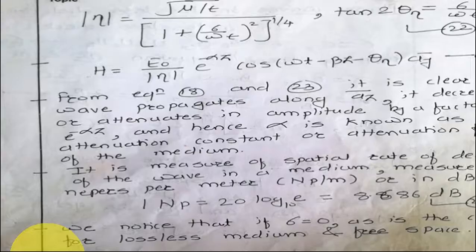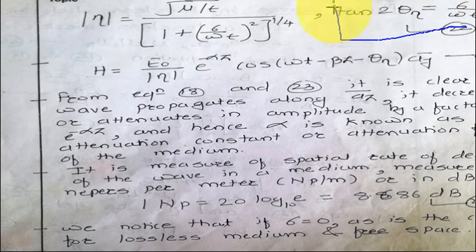Okay, let's proceed. So eta is equal to certain expressions you can write. Eta is equal to under root of mu upon epsilon, and you can have a mathematical expression, 1 plus (sigma upon omega epsilon) whole square, raised to 1 by 4, or tan 2 theta eta. This is also an important expression. We may require this while we solve certain numericals. So tan 2 theta eta is equal to sigma upon omega epsilon, and this is the loss tangent, and theta eta is the angle of intrinsic impedance.